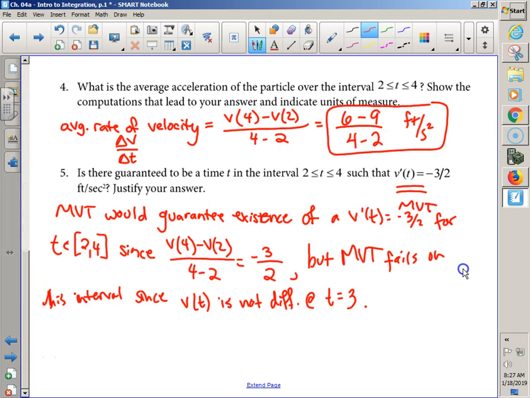Could you go on and keep on explaining and say since there's a sharp point? Yeah, sure, why not? But they know, I know. If you say not differentiable, I'm assuming that you know what you're talking about, because this takes a lot of knowledge to get down. So MVT would totally guarantee that instantaneous has to equal the average if it applied, which it doesn't. Okay. Is that cool?